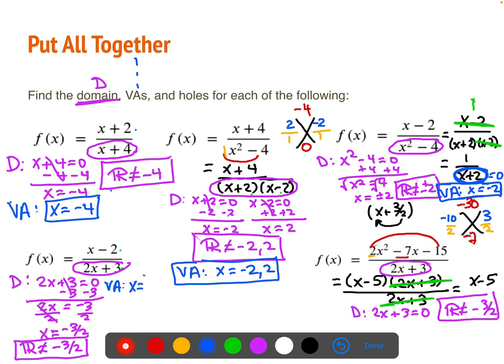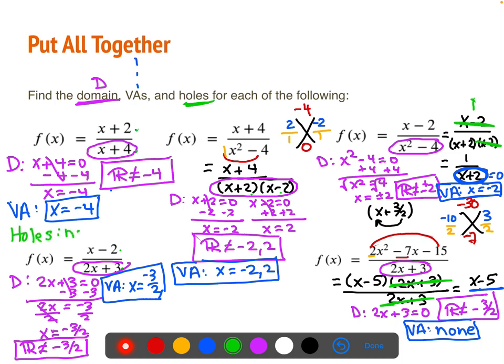This guy, nobody's canceled. So the VA is the same thing as I got for the domain, except I put x equals that answer instead of R not equal to the answer. Here, everything canceled out of the bottom, so there's no bottom down there. So there is no VA, as in the word none. There isn't one because it's all been canceled. There's no more denominator. Now I'm going to do my holes, my open circles in the graph.